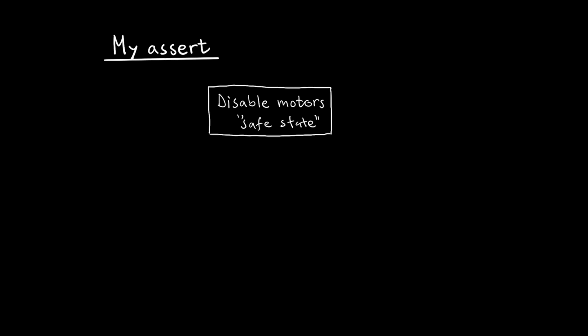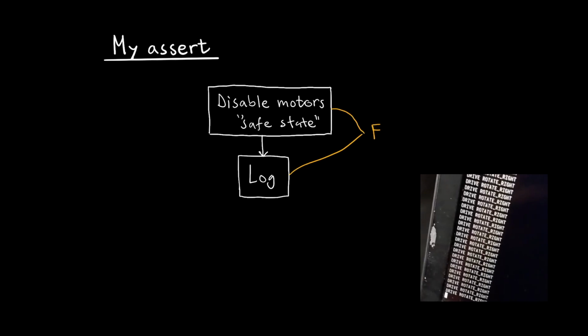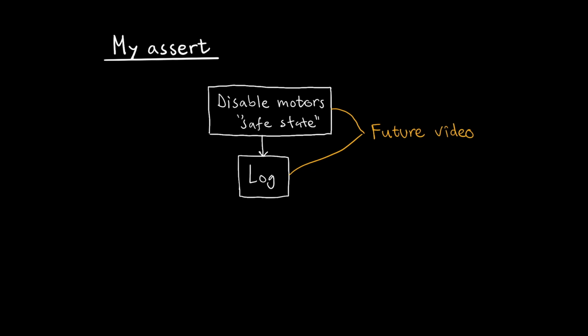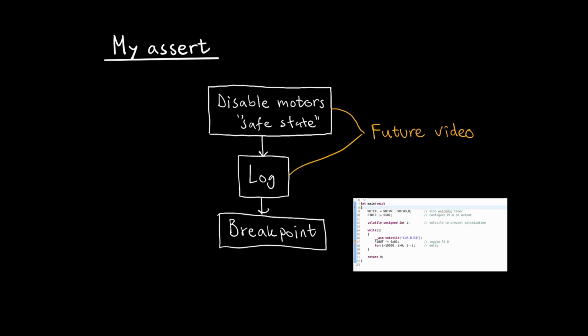Then I'm going to print where the assertion happened, and this is also something I will implement in a future video, because right now I don't have the trace functionality in place either. And thirdly, it's going to trigger a breakpoint if a debugger is attached, and this is something that I will be implementing in this video.